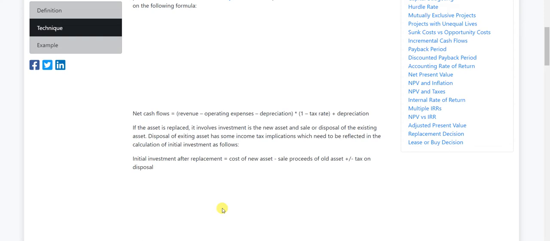If the asset is replaced, it involves investment in the new asset and the sale or disposal of the existing asset. Disposal of the existing asset has some income tax implications which need to be reflected in the calculation of initial investment as follows. Initial investment after replacement is equal to cost of new asset minus sale proceeds of the old asset plus or minus tax on disposal which occurred on the old asset.